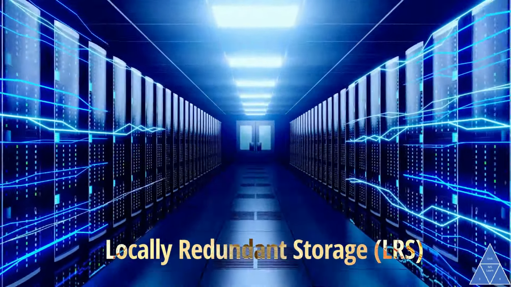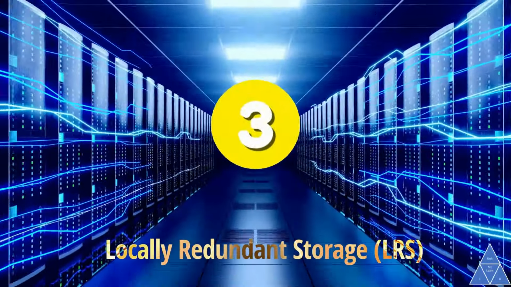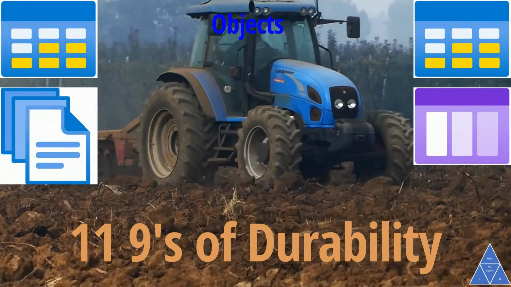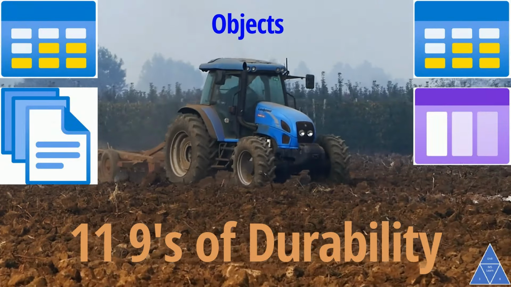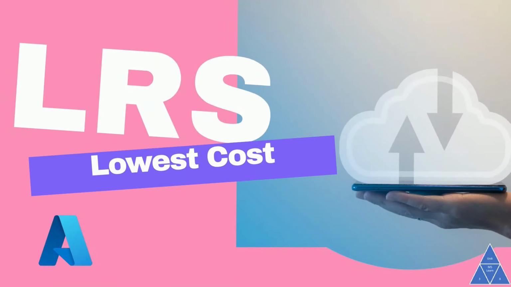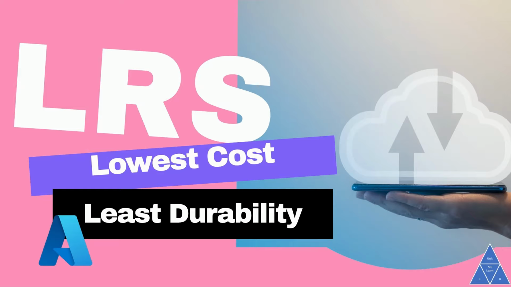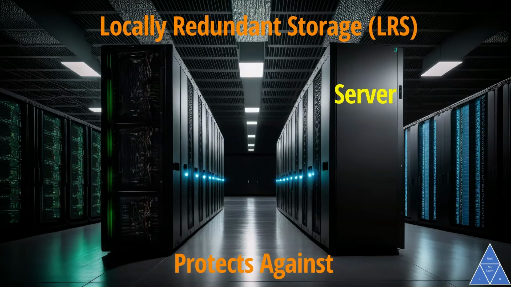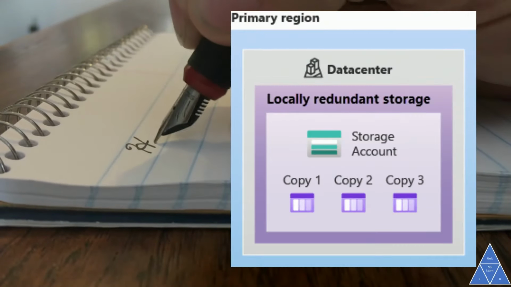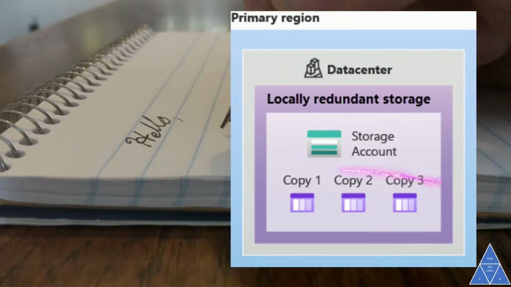Locally Redundant Storage, LRS, replicates your data 3 times within a single data center in the primary region. LRS provides at least 11 nines of durability of objects over a given year. LRS is the lowest cost redundancy and offers the least durability compared to other options. LRS protects your data against server, rack, and drive failures. A write request to a storage account that is using LRS happens synchronously, or at the same time. The write operation returns successfully only after the data is written to all 3 replicas.